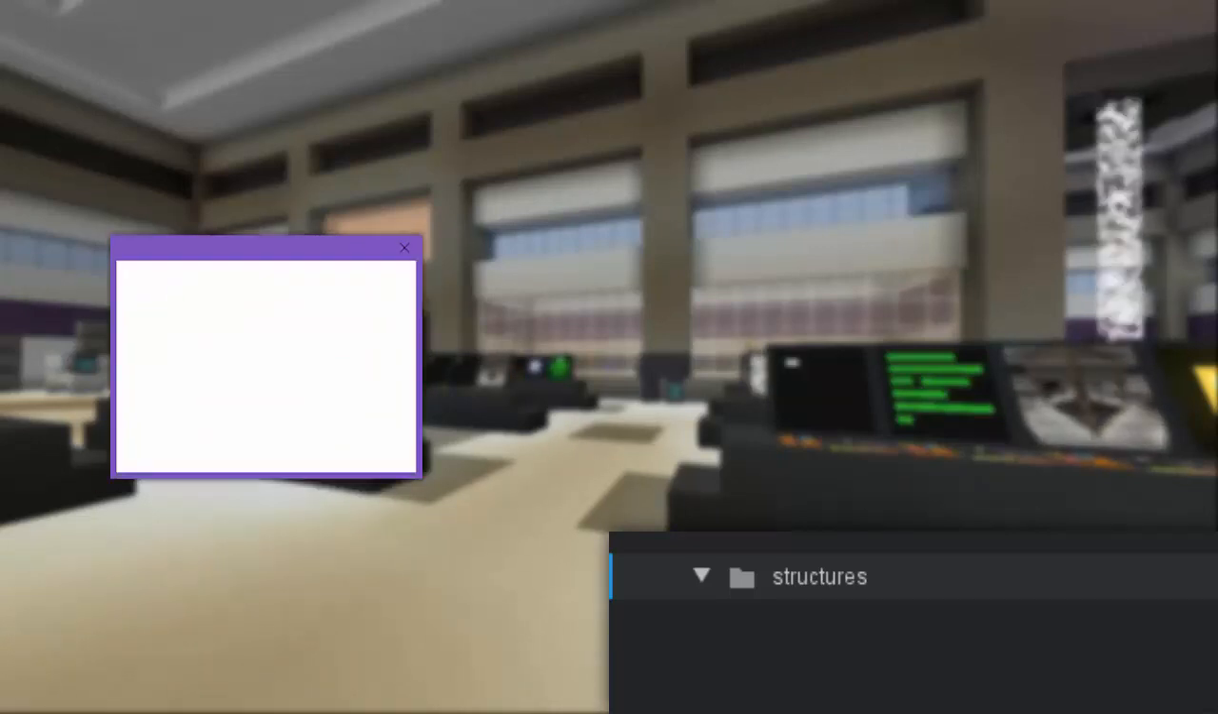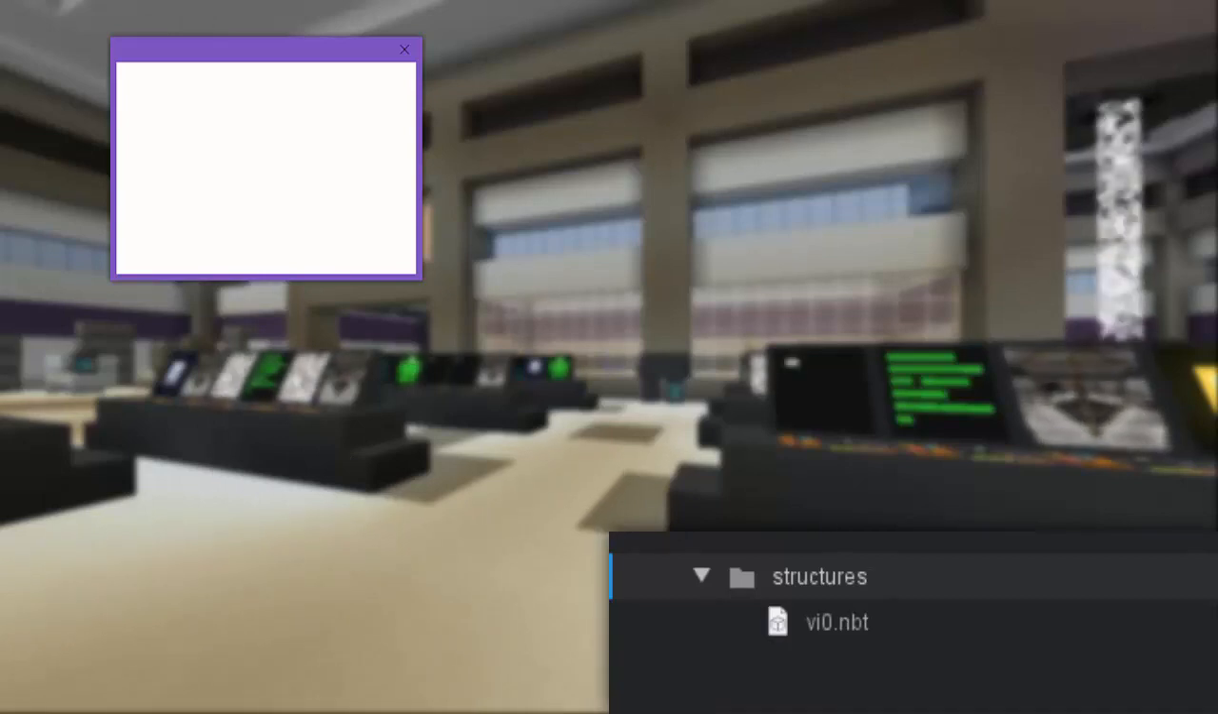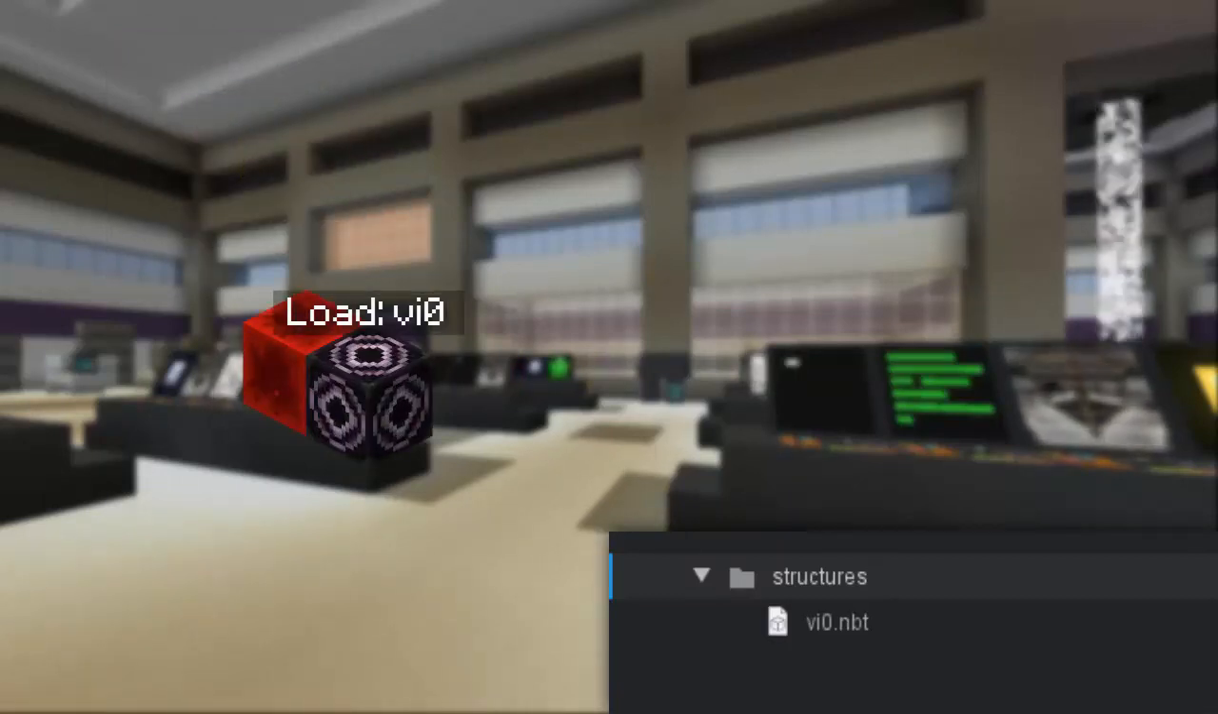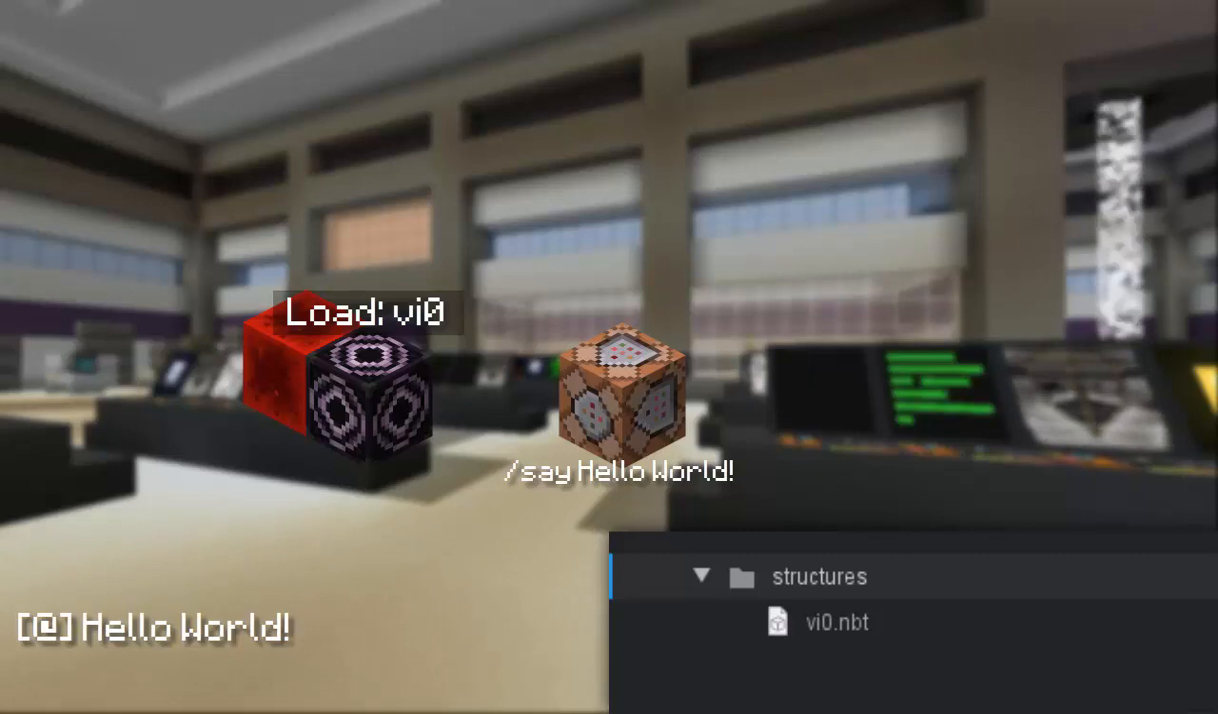That is until the injection program decides that it wants to do something in-game. So the program creates a structure with a few command blocks inside, and saves that structure under the name VI0. On the next cycle, now that there is a file called VI0, the structure block will realize that there is now a file to load, and so it will spawn the structure with all the commands in it. Since these command blocks are set to always active, they will trigger immediately, running the commands inside.